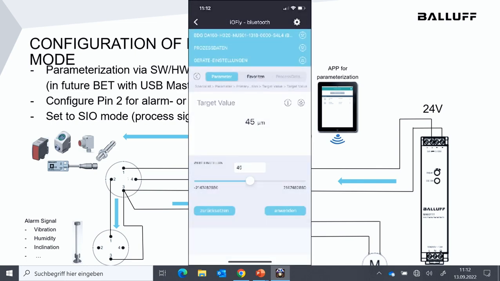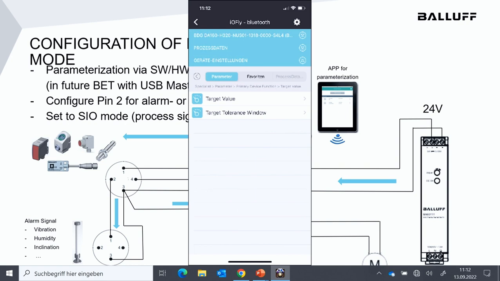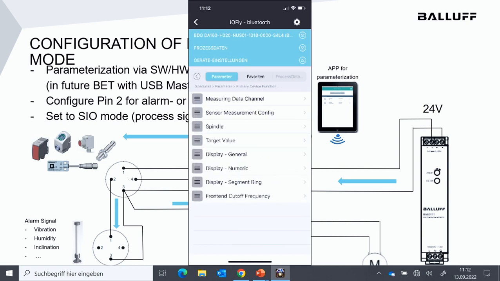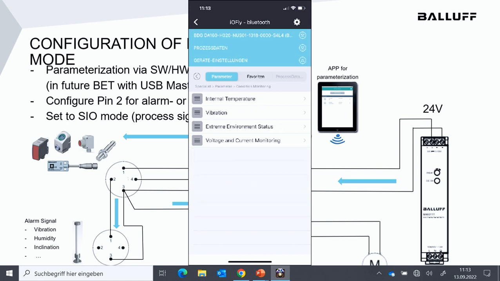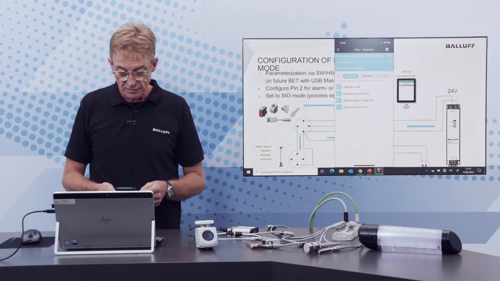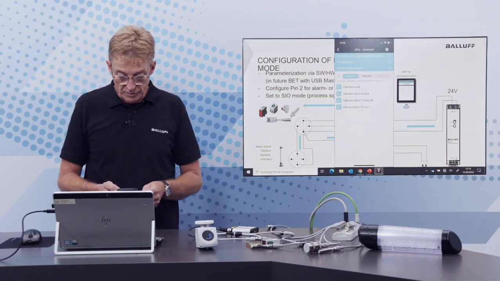Okay, now we are at target value 45 here. Then we go back and go into the condition monitoring information, which we can find here, and say, okay, we want to create a vibration alarm. So everything we can do in the web server of an IO-Link master, for example, we can do with this configuration unit here as well.